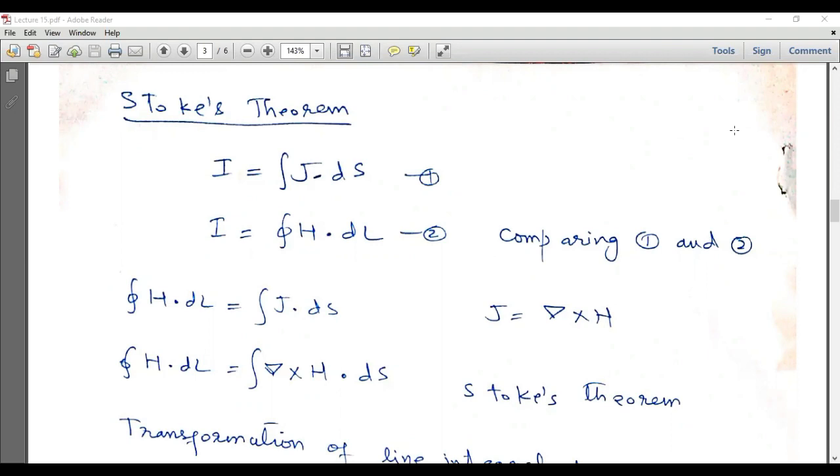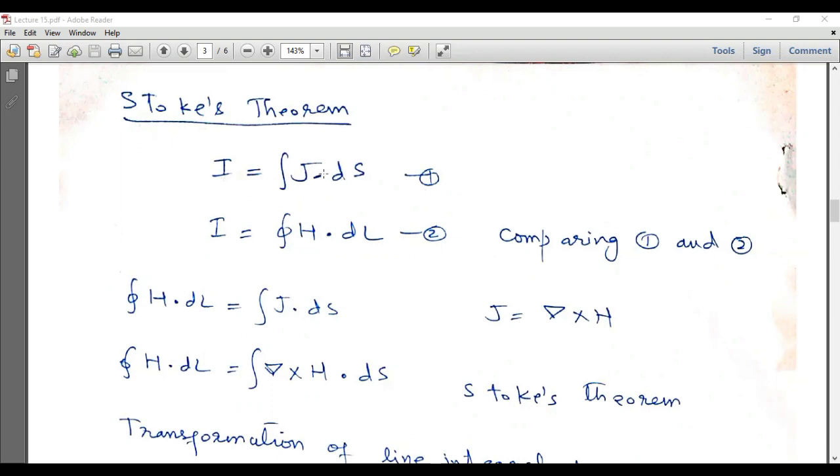In this lecture, I will describe the definition of Stokes theorem and I will also discuss its mathematical form. From the previous discussion, we know that the integral form of Ampere's law can be written as I is equal to the closed line integral of H dot dl. And we also know that I is equal to the integral of J dot dS, where J is the volume current density and dS is the surface area.